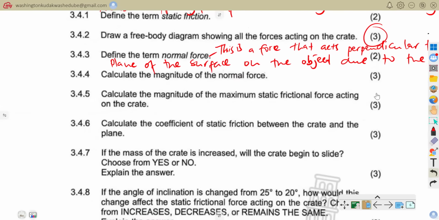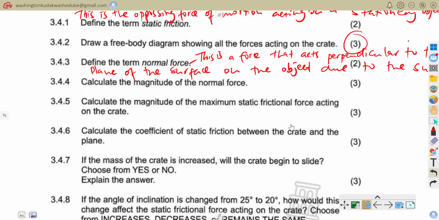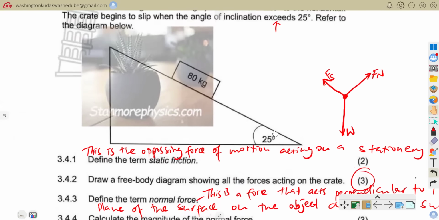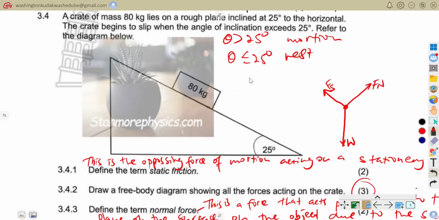Now they are saying calculate the magnitude of the maximum static frictional force acting on the crate. So from what was said, they said a crate of mass 8 kg lies on a rough horizontal plane at 25 degrees to the horizontal. And then they're saying the crate begins to slip when the angle exceeds 25. When the angle theta is greater than 25, that's when we have motion. Before that, there is no motion.